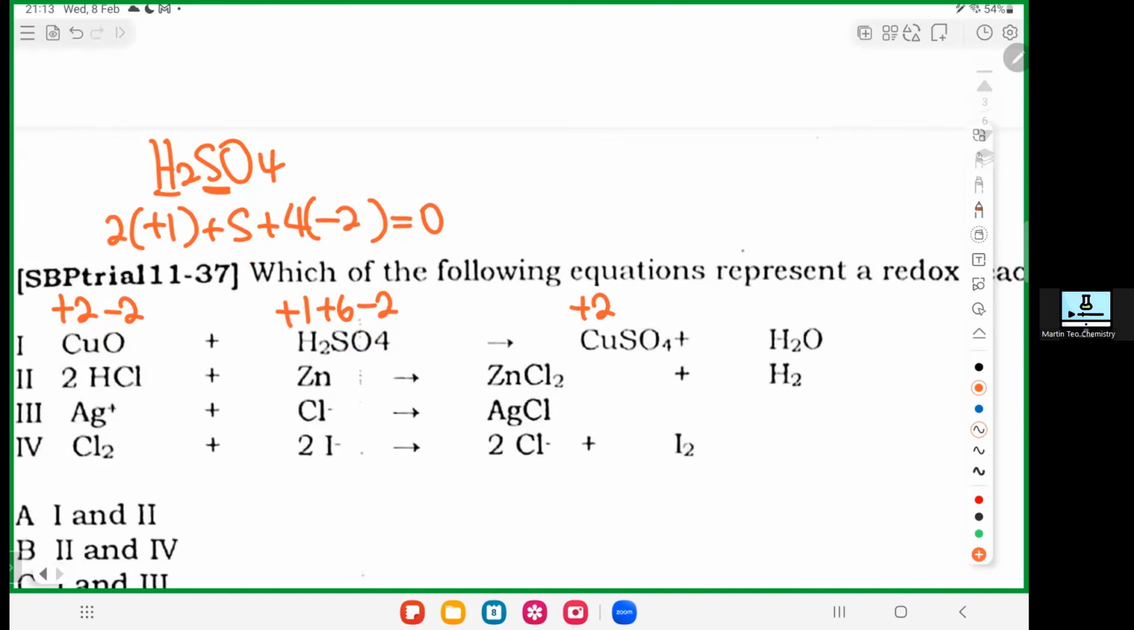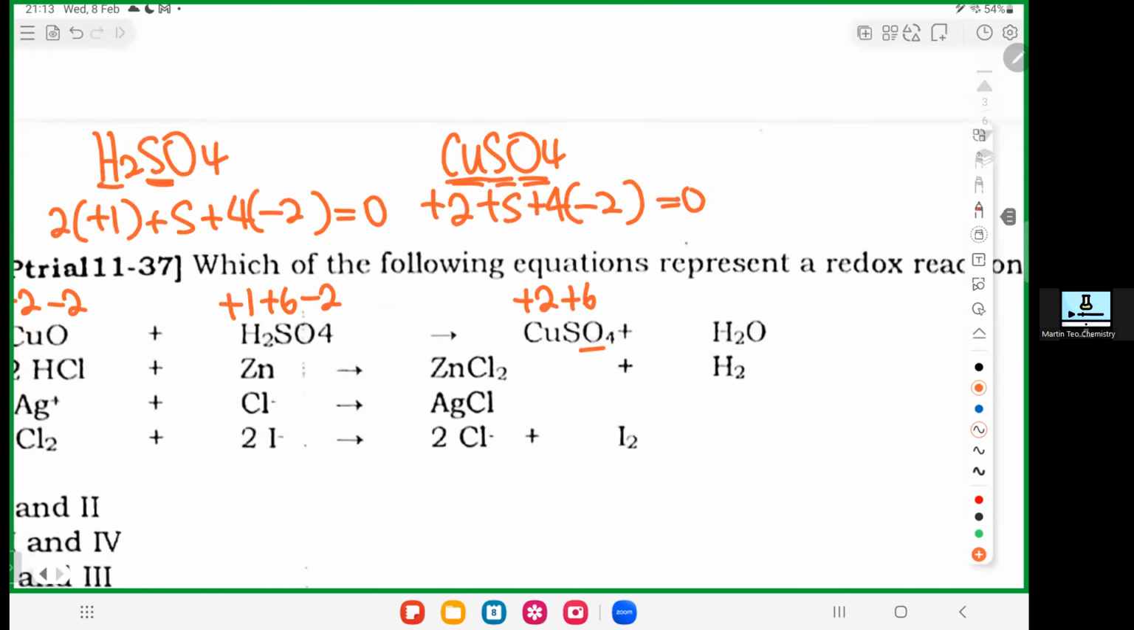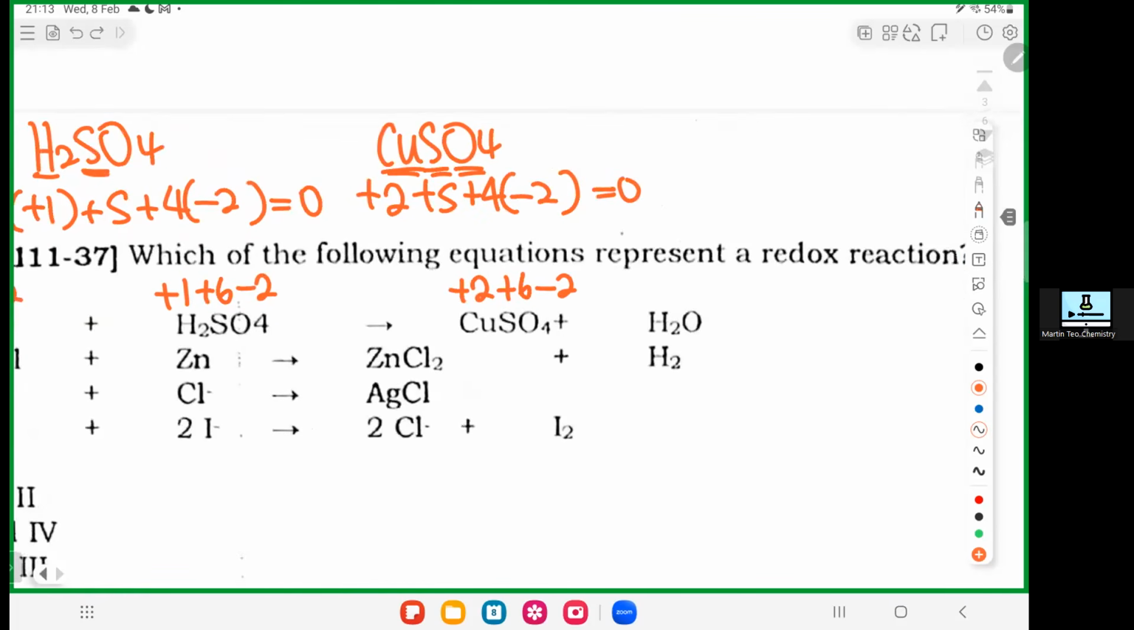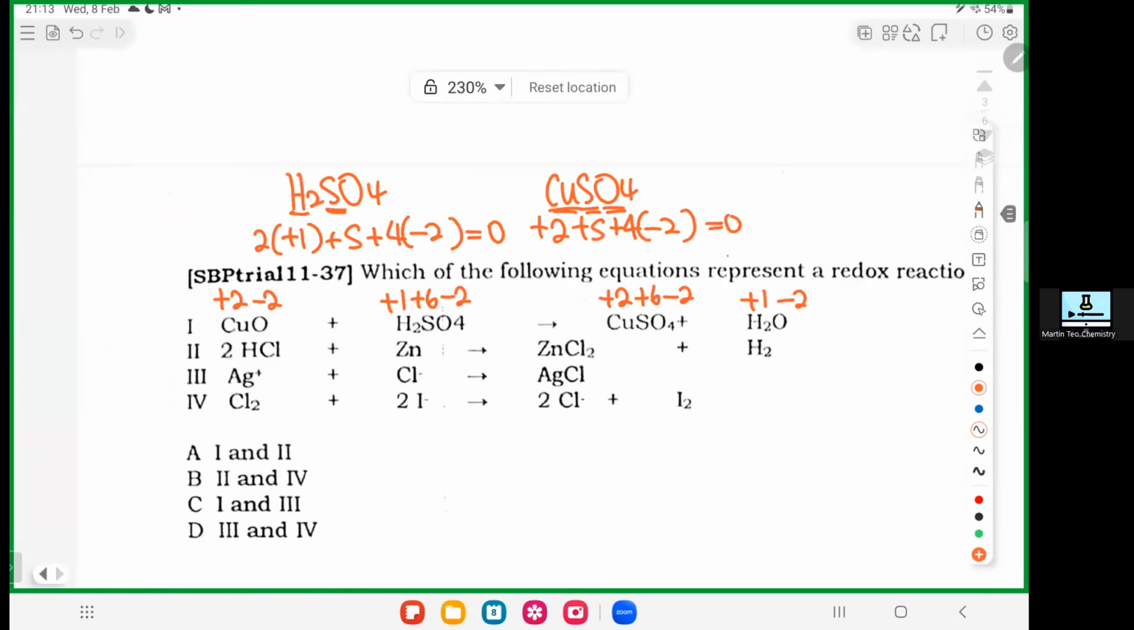Do we know the oxidation number for the sulfur here? Don't know. We need to calculate. CuSO4, Cu is +2, sulfur, don't know. Oxygen is -2 times 4. Add everything together, equal to 0. The sulfur here is +6. Oxygen, how many? -2. Hydrogen, always +1. Oxygen, always -2. So I hope everyone knows how I get the oxidation numbers here.